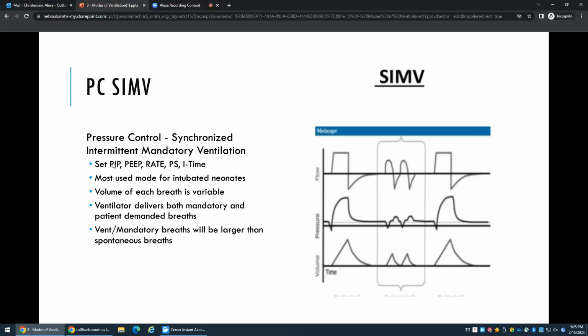The volume guarantee is not its own mode. It's just a different way of providing these two modes, but instead of setting a peak inspiratory pressure and your volume is variable, we're going to set a tidal volume with these two modes and your pressure will be variable.